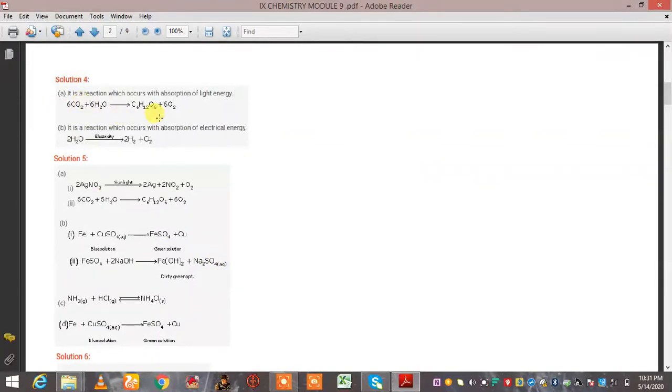Here, give the example in which it shows the absorption of light energy. So here is a reaction which shows the absorption of light energy, that is, when CO2 reacts with H2O giving glucose and oxygen, and this is also a photosynthesis reaction.